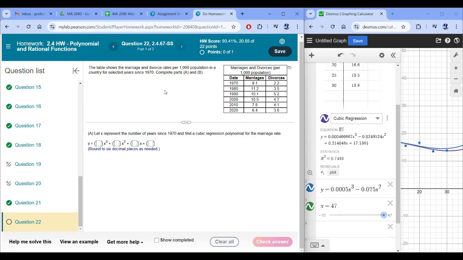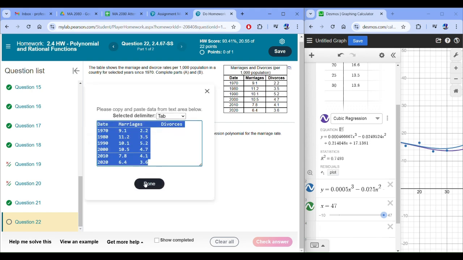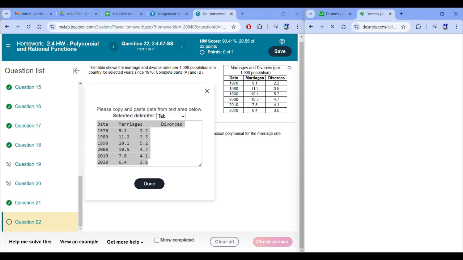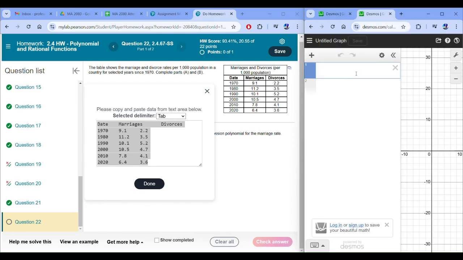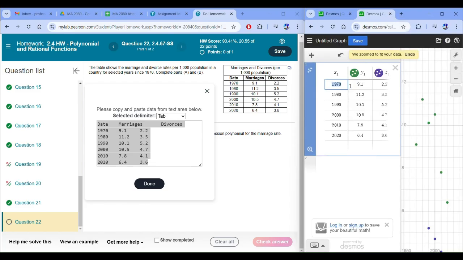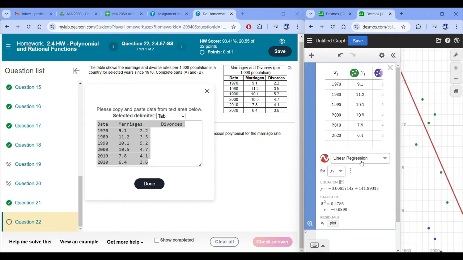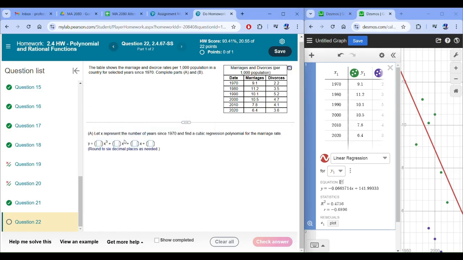Table of divorce rates. Let A of X be the number since 1975. Keep it for marriage rates. Copy to clipboard. How would I do this one? This is definitely not going to accept it. Let's duplicate. Oh my god, it accepted it. A regression for y1. Okay, so let's first check this out.